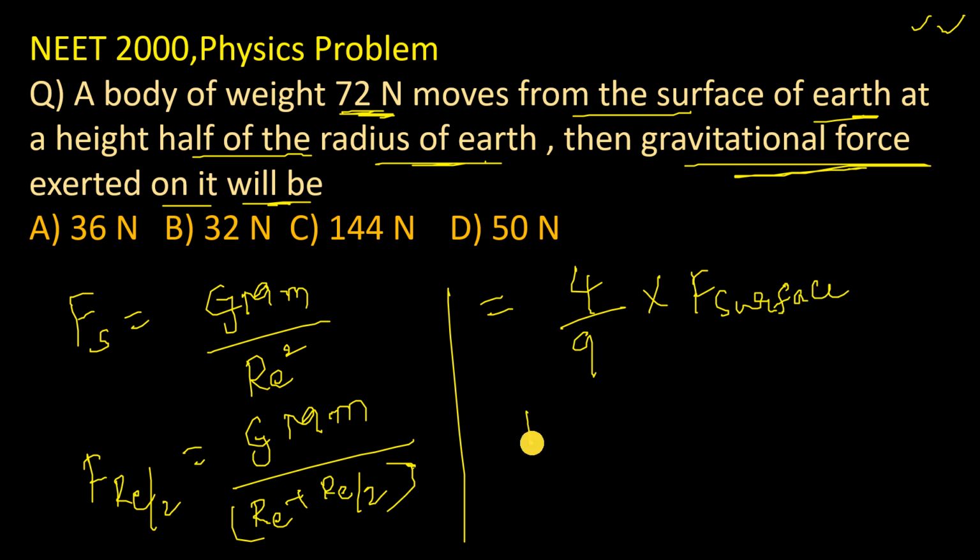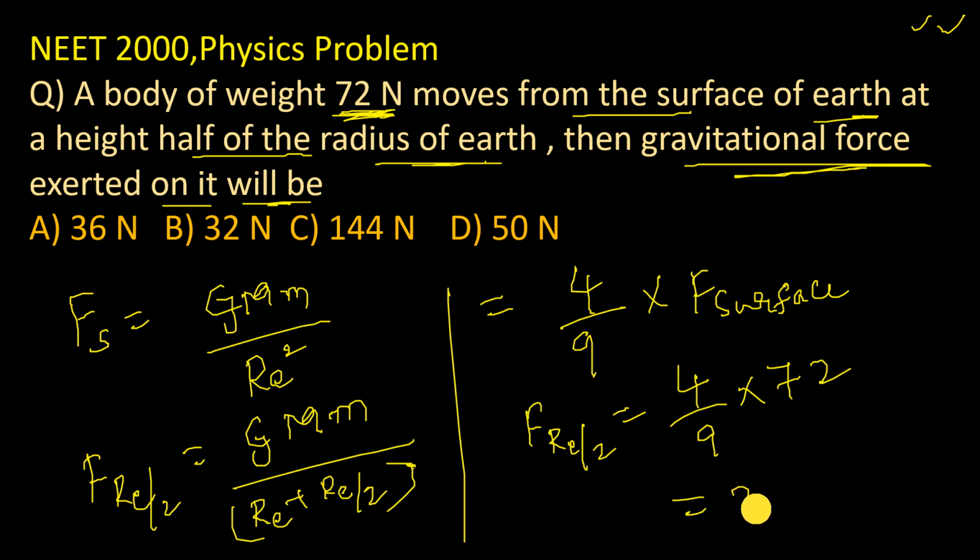Now F at Re by 2, that is the gravitational force, is 4 by 9 into, and here we know the weight, 72, that is the force on the surface. Now the answer is 32 Newton. So here is the 32 Newton, answer B.